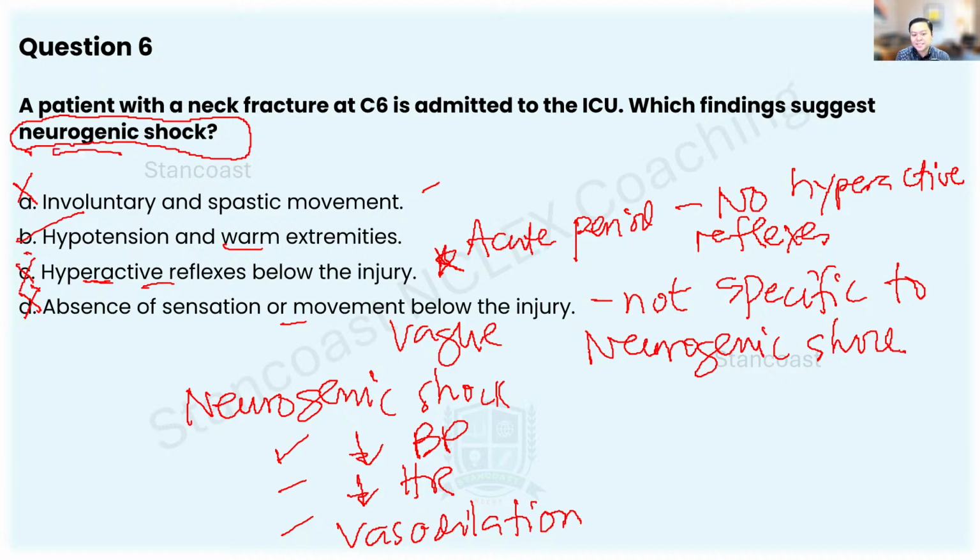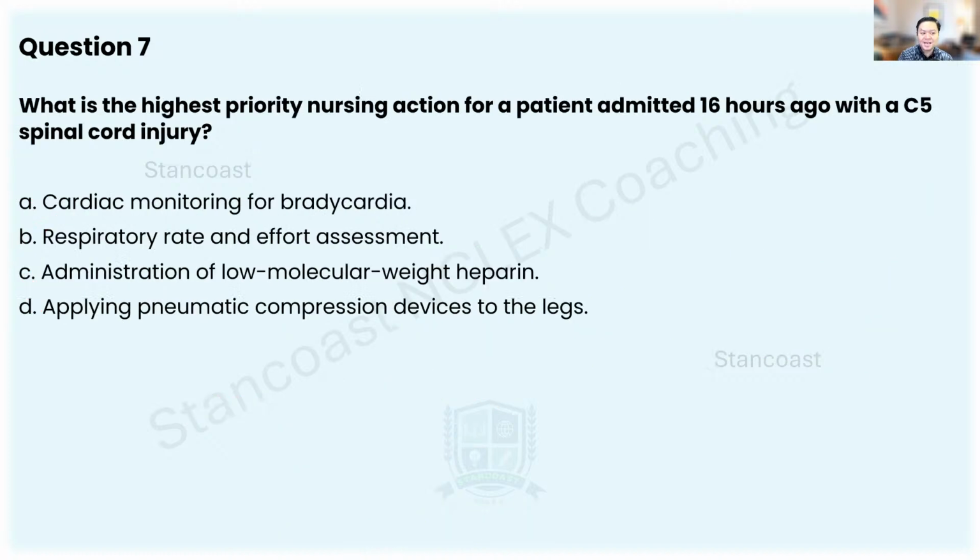And I've discussed this back in the lecture about shock. Remember about the neurogenic distributive shock? Our patient will have massive vasodilation. That's why they're going to end up with the warm extremity and also the low heart rate and the low blood pressure. Okay, let's have number 7.